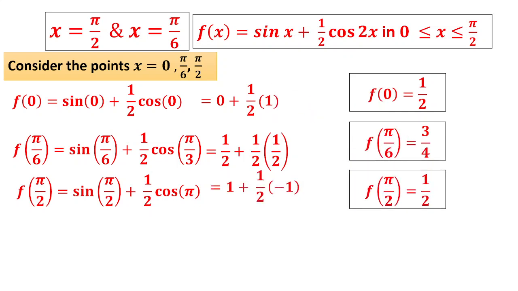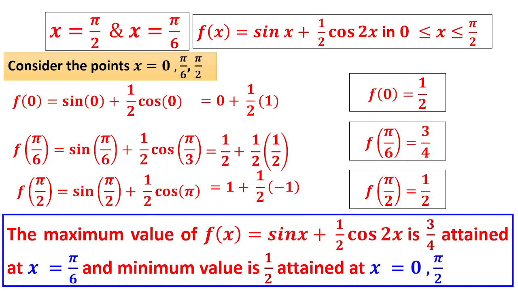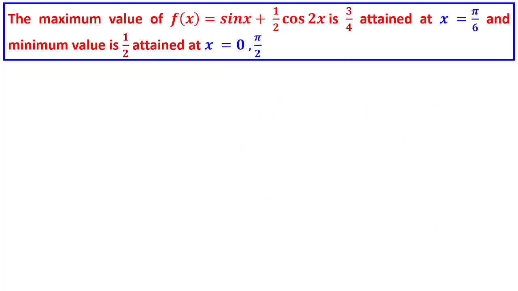Now you are visualizing it: 3 by 4 is the maximum value and 1 by 2 is the minimum value. Therefore, maximum value is 3 by 4 obtained at x is equal to pi by 6. Minimum value is 1 by 2 obtained at 0 and pi by 2.